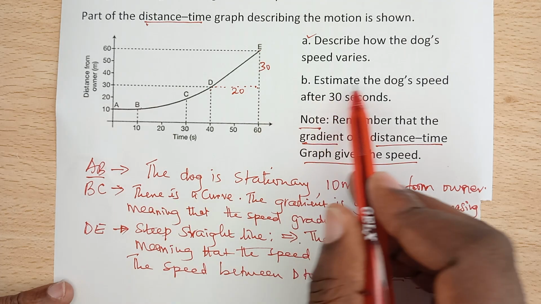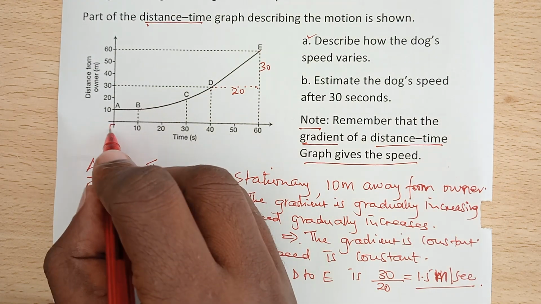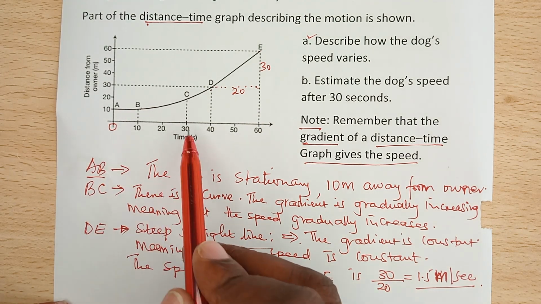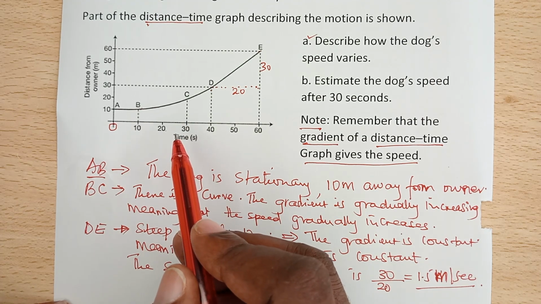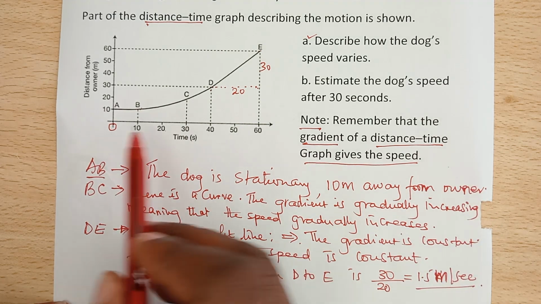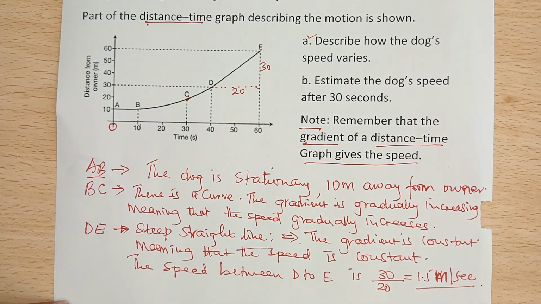But look at part B of the question. It says, estimate the dog's speed after 30 seconds. We need to go back to the graph to establish where 30 seconds ends. This is 10, 20, and 30 seconds. At this particular point, that is where we are supposed to estimate the speed of the dog.